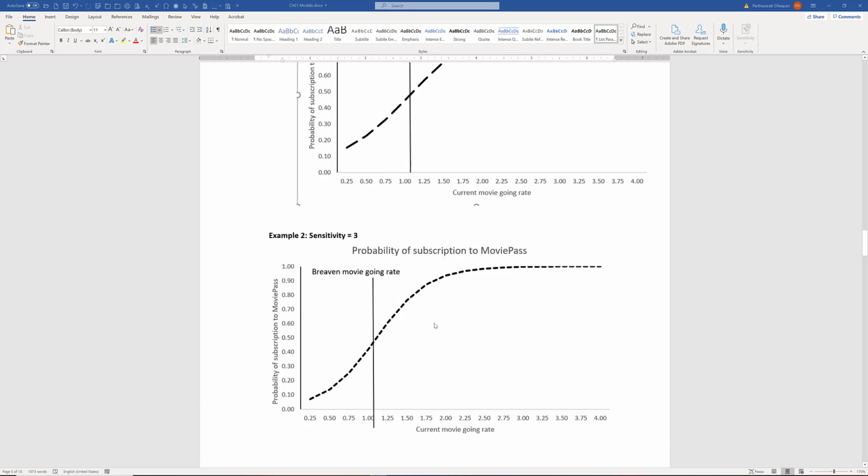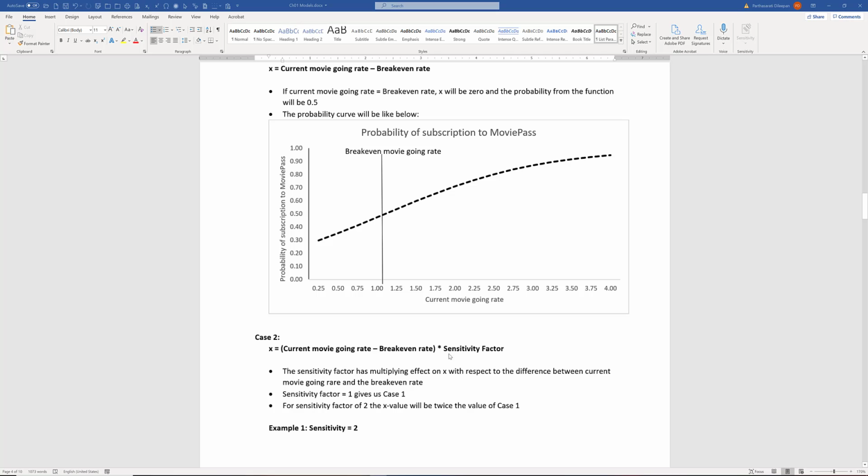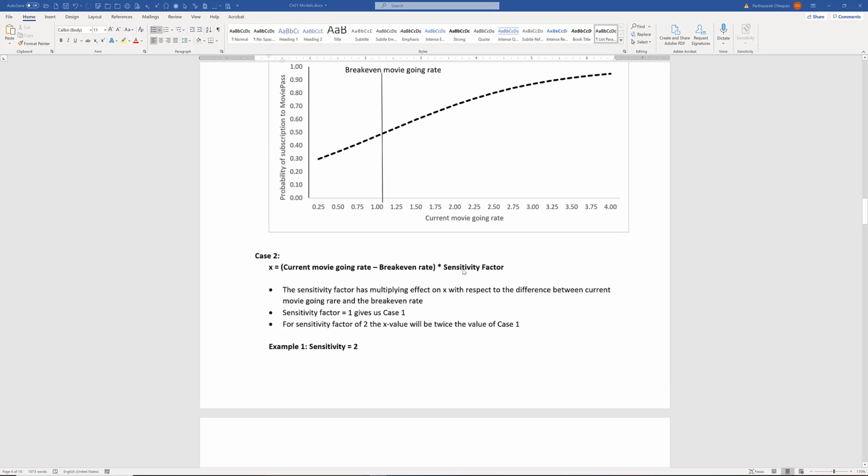So what should we use? Should we use 2 or 3, or should we even consider a sensitivity factor less than 1? Which is not reasonable, but still, just for the sake of analysis, we may want to look at it. So sensitivity factor then becomes a kind of unknown or uncertain variable that we want to simulate and then see how it affects our outcome from the model. So this seems to be a good way of modeling x.